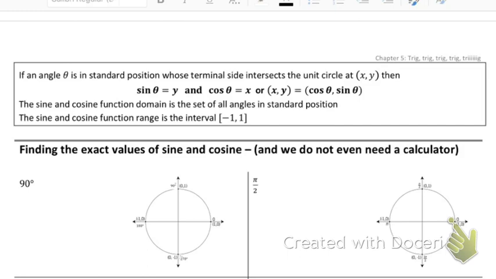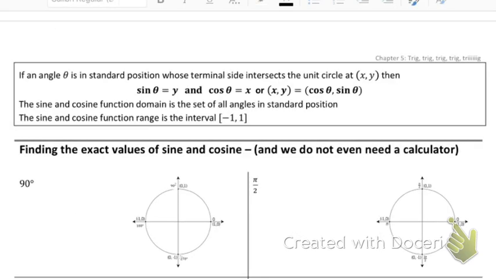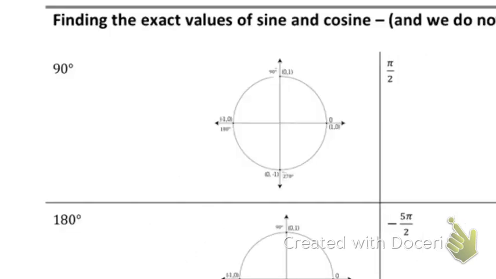Okay, now let's talk about finding the exact values of sine and cosine without using a calculator. Because whenever we're doing this stuff, we're not going to use calculators. These are going to be our primary ones, the ones that don't take much work at all. And that is 90 degrees. When I ask you to graph a 90-degree angle on the unit circle, you would draw something like this. That's a terrible arrow.